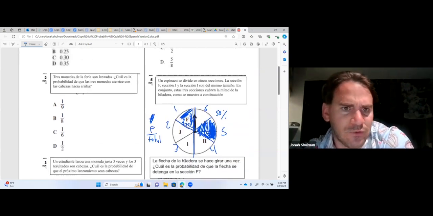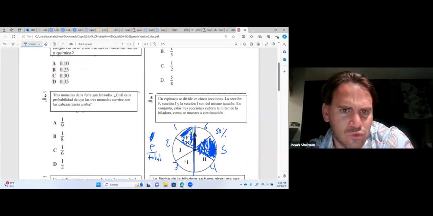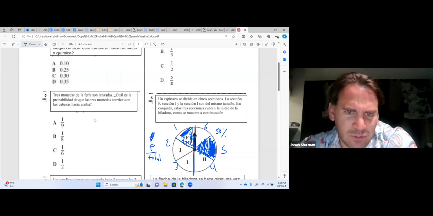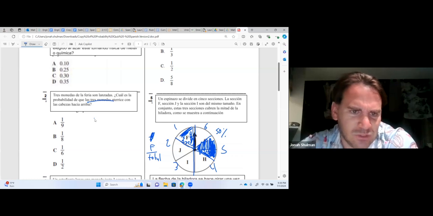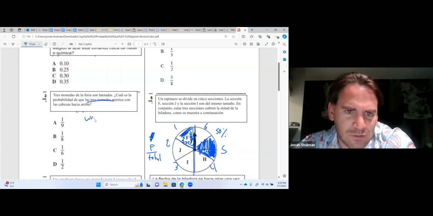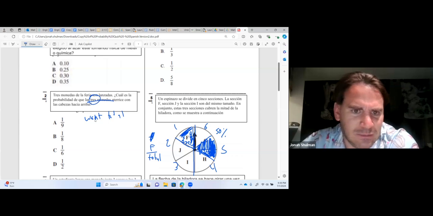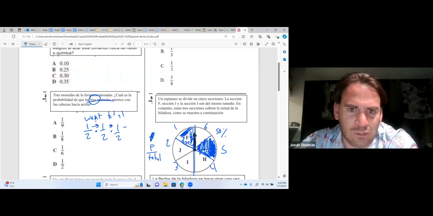I might as well show a different one. I believe this is getting heads 3 times. What's the probability of getting heads 3 times? So it's going to be what you want over the total. I believe it's 3 times, so that's heads. So that's 1 out of 2 times 1 out of 2 times 1 out of 2. 1 times 1 times 1 is 1. 2 times 2 times 2 is 8.